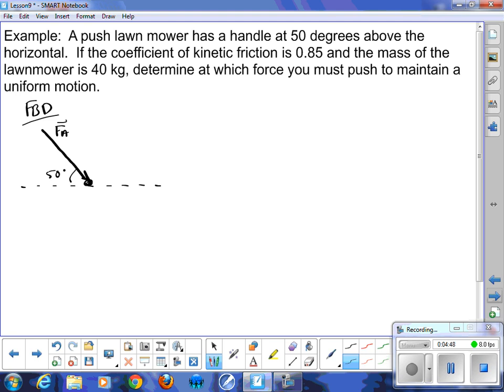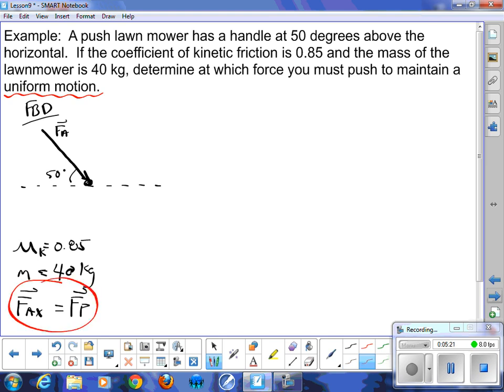I know my coefficient of friction is 0.85, that's kinetic. Mass of the lawnmower is 40 kilograms. Determine at which force to maintain uniform motion. Uniform motion is very important because with uniform motion, that means that my applied force has to equal my frictional force. All right, all forces in the horizontal will have to be balanced.